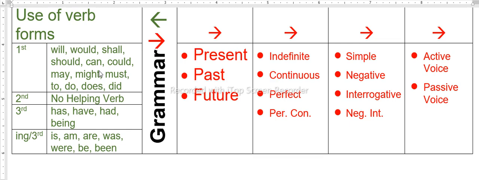So 95% of it is the proper use of verb form. If you have learned it, then you have learned more than 95% of grammar. Otherwise, you have learned nothing.